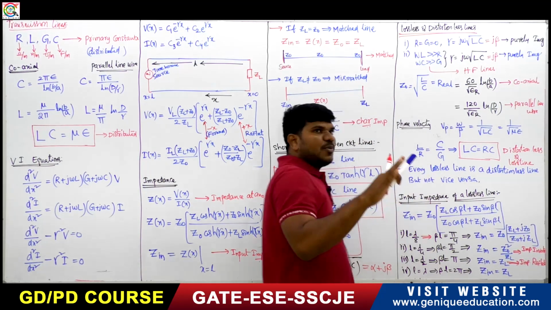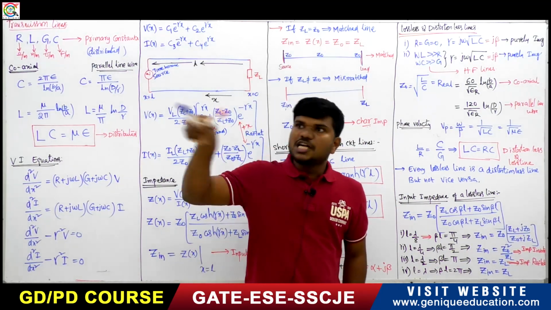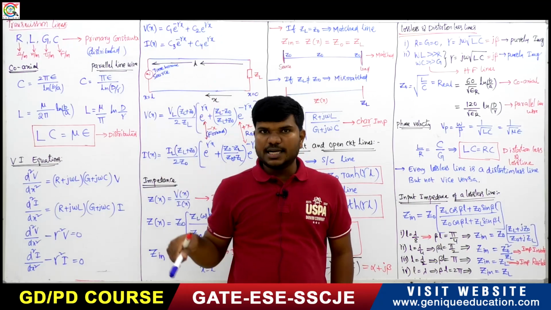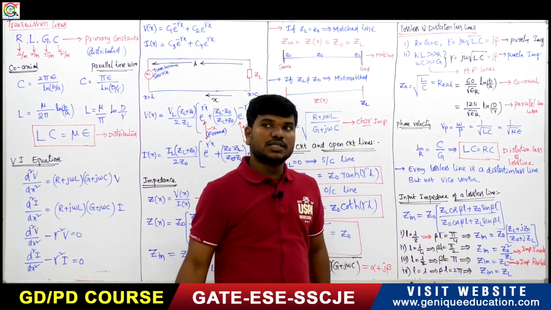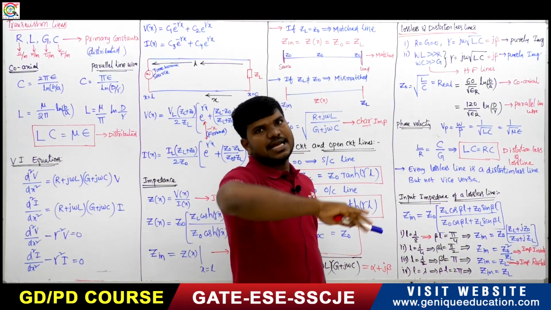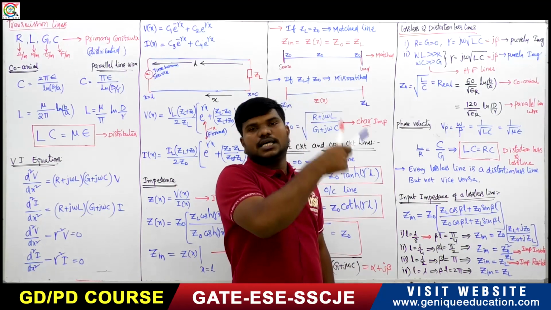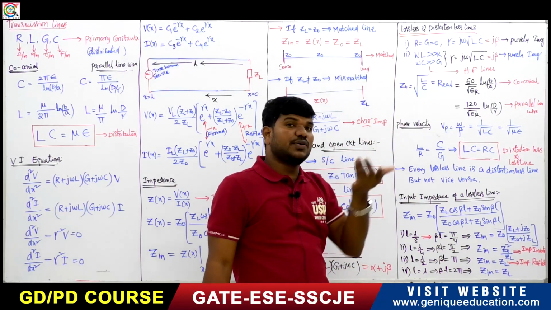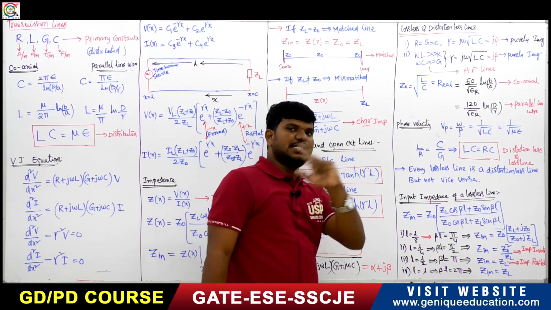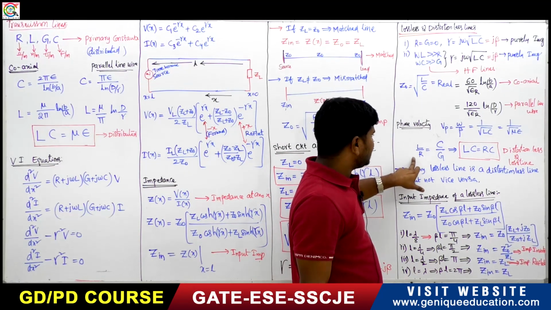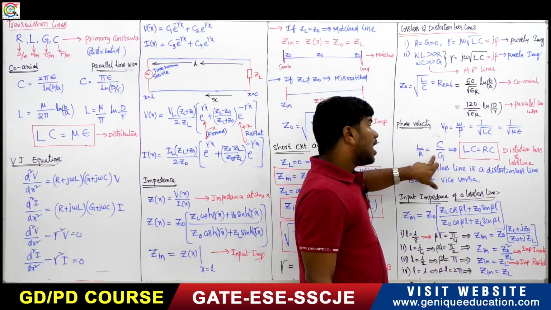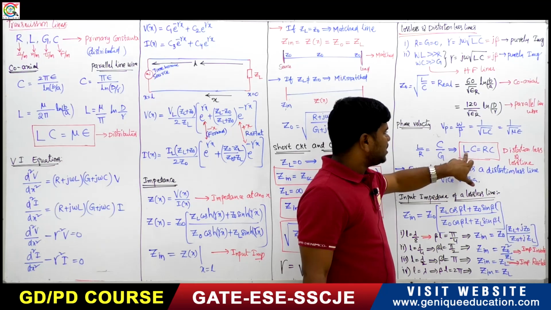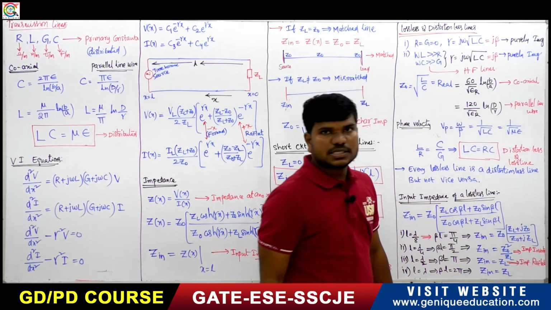So, what is the rising time constant? Suppose you observe the structure of the transmission line, there will be series resistance and series inductance, and shunt capacitance and shunt conductance. If the rising time constant is equal to the falling time constant, you are taking the time constant of the RL circuit and the time constant of the GC circuit. The time constant of the RL circuit is L by R. The time constant of the GC circuit is C by G. So from this, L by R equals C by G. This is the condition for the lossless and distortionless line.